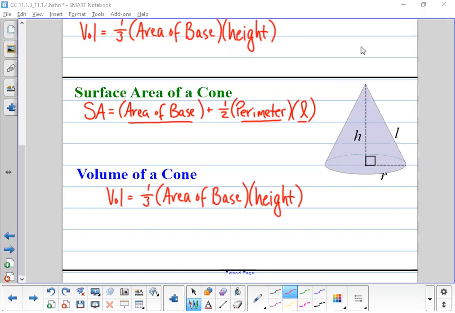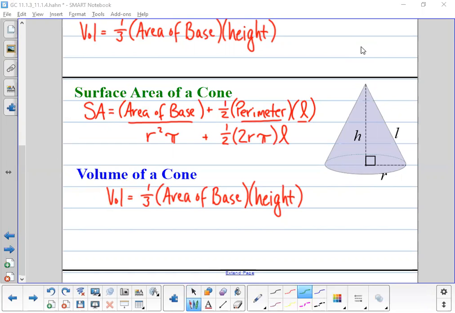The area of my base is going to be the area of that circle. And the way you find the area of a circle is by taking the radius squared and multiplying it by pi. Same thing with the perimeter. Since it's a circle, there's only one option for our perimeter, and that is the circumference of the circle. So I can say 1/2 of 2 times the radius times pi, which is the circumference of a circle, so 2r pi times the slant height.